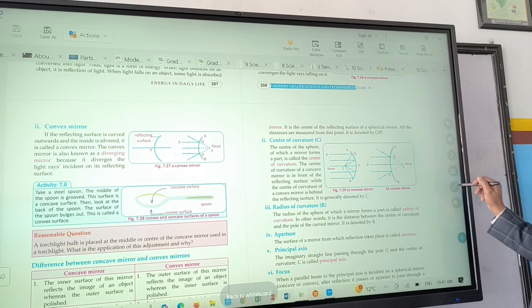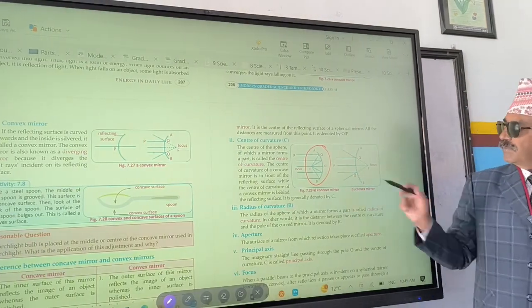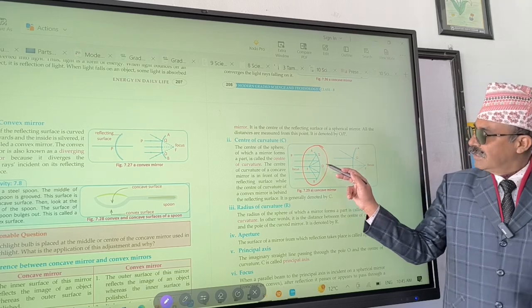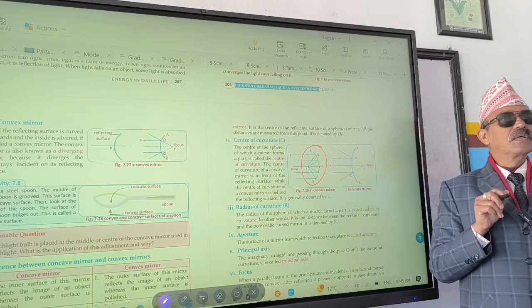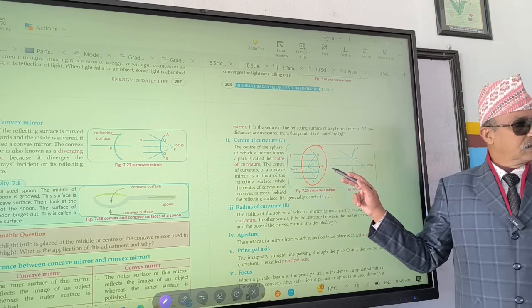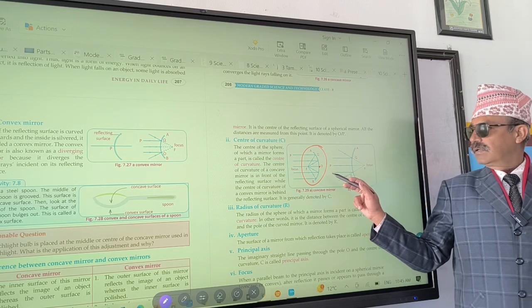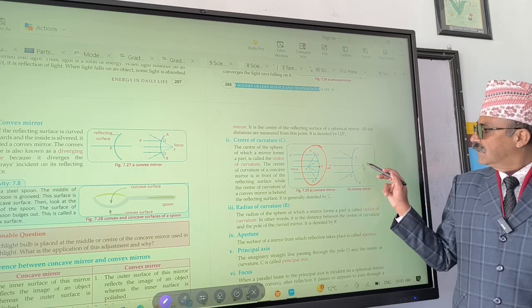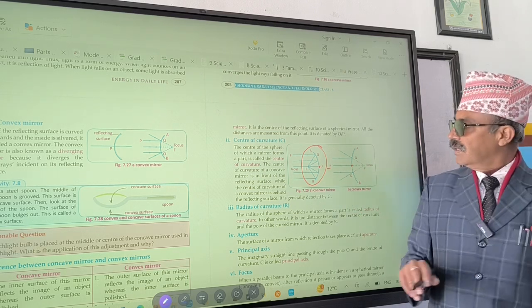Suppose, look here, children. This structure, which type of mirror is this? Concave mirror. The geometrical center portion is called the optical center. The optical center is denoted by the letter capital O or capital P. Here also O or capital P, right? Pole.